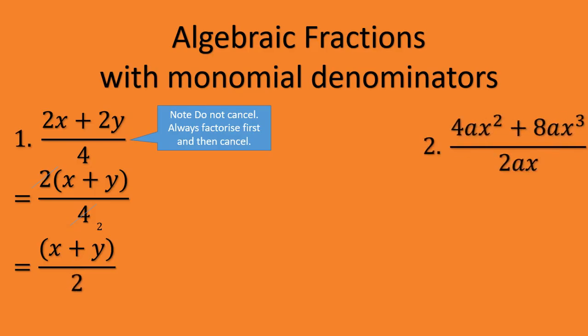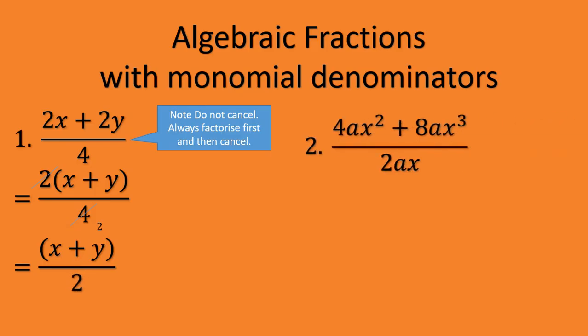In my next example, I'm having 4ax squared plus 8ax to the power 3 divided by 2ax. Once again, do not cancel. There is a 4 and a 2 on top and the 2 at the denominator and the 8 which can all divide. But because once again of the plus sign, we are not allowed to cancel. So we are first going to factorize once again, looking at 4ax squared and 8ax cubed.